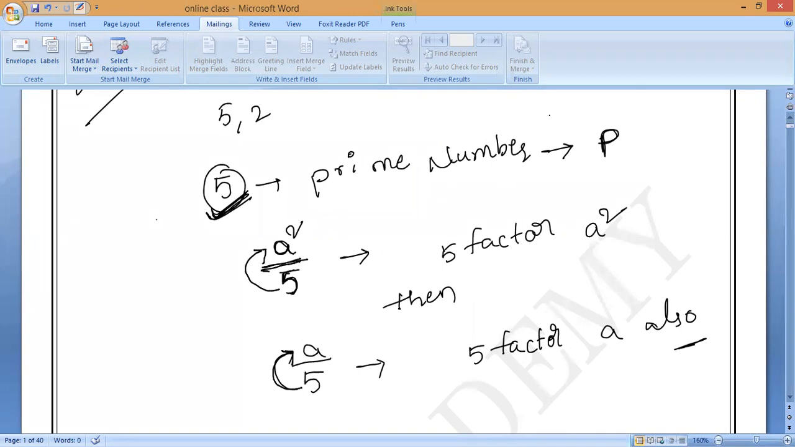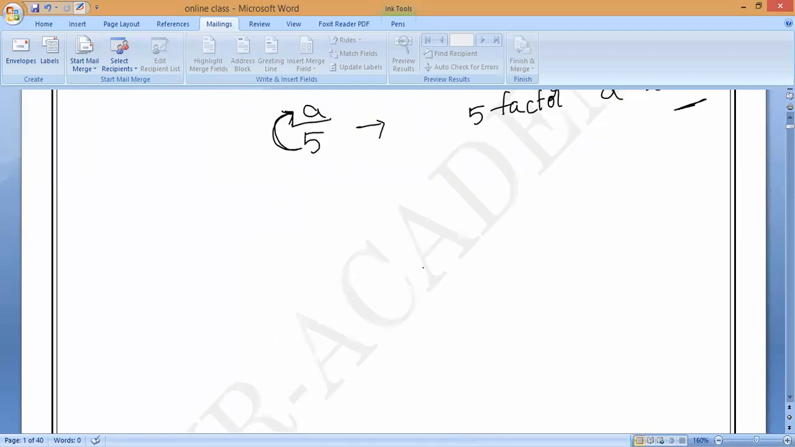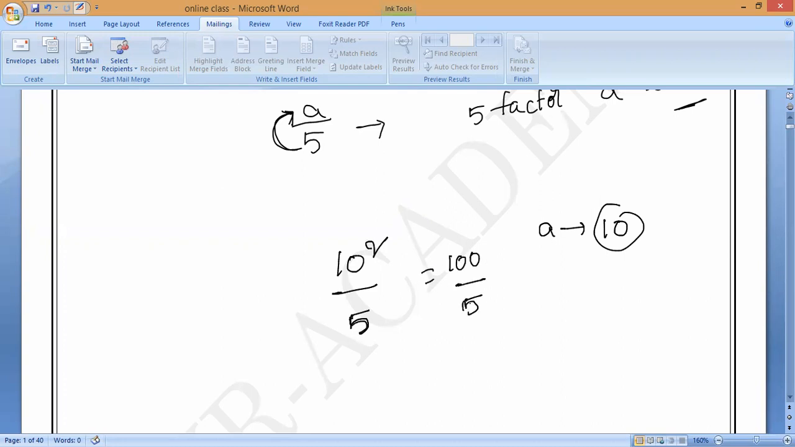All of you open exercise 1.3. Ma'am, A can be 10. Okay, you can try that. You can take any example, any positive integer. A is any integer. You take A as 10. 10 square is 100. 100 is exactly divisible by 5. So what is the answer? 20, correct? Here 5 is one factor of 100, correct?